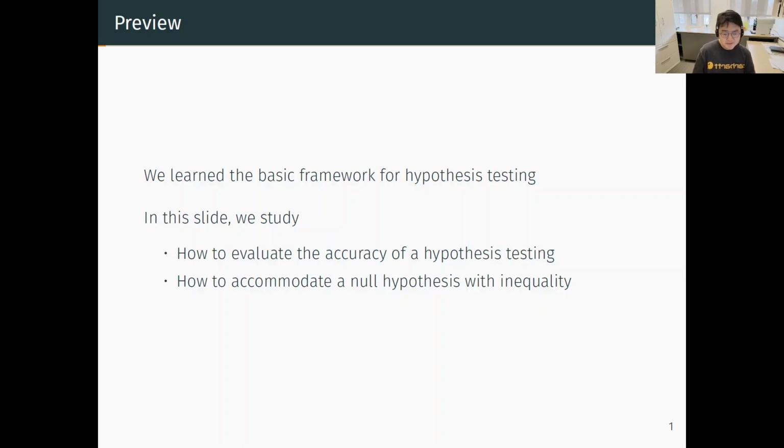And in the second half, we will think about a null hypothesis with inequality. In the previous chapter, I thought about the hypothesis with equality: the population mean equals something versus different. But in reality, we are often interested in inequality. We believe something is smaller than something or greater than something. So testing those inequalities may be more useful. That is the second half of this chapter. Okay, let's go.